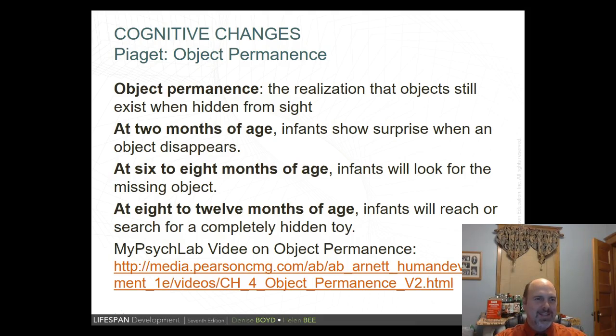So at 2 months of age, infants show surprise when an object disappears. However, at 6 to 8 months of age, infants will start looking for the missing object for a brief period of time, then they lose interest. Now, at 8 to 12 months of age, infants will reach or search for the completely hidden object. So let's say you put the toy underneath a blanket. And at 8 to 12 months, the infant will actually look underneath the blanket to find the toy.